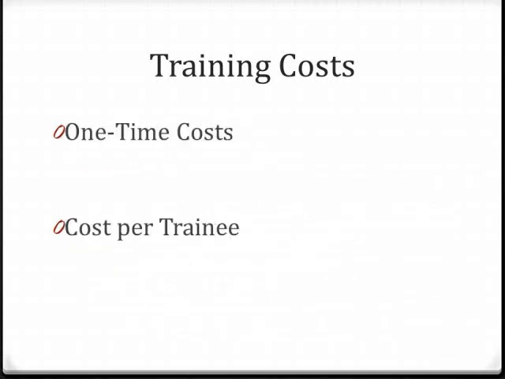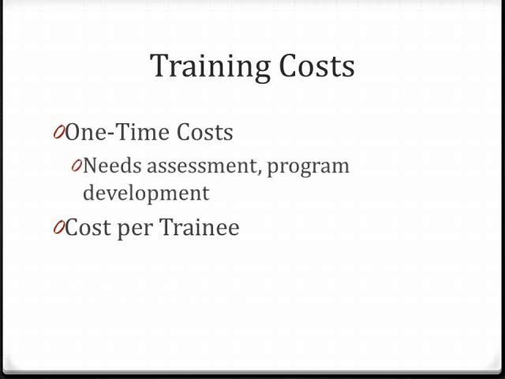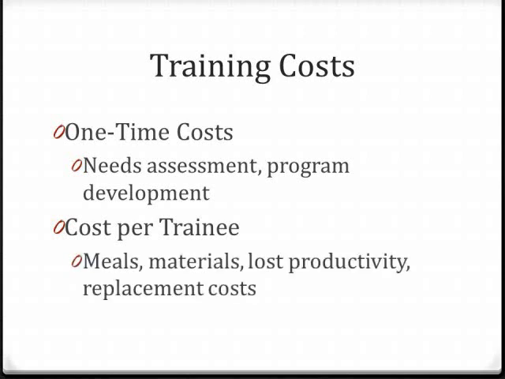One-time costs include your needs assessment that you should have done, program development. Cost per trainee includes meals, materials, lost productivity, and replacement costs. So as you can see, some of these overlap. Make sure you only use that number once in calculating your total training costs.